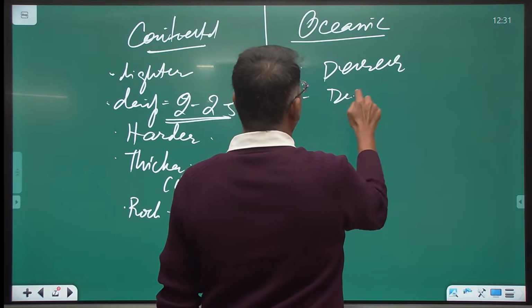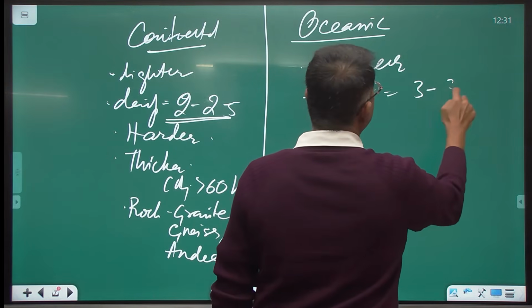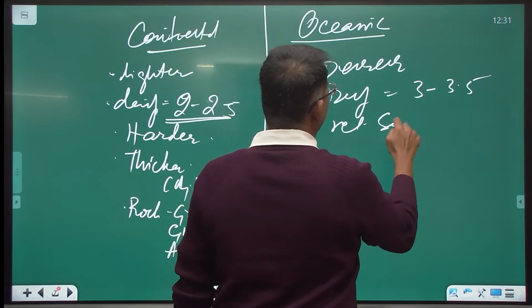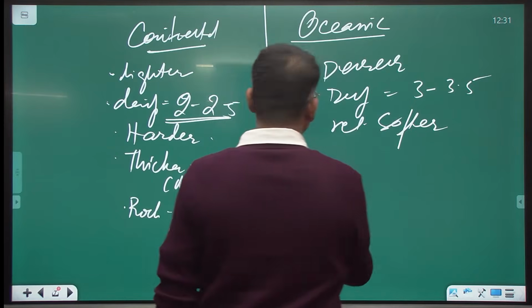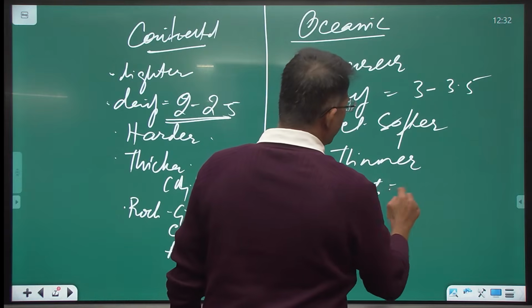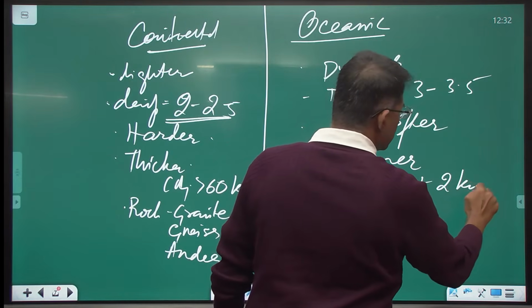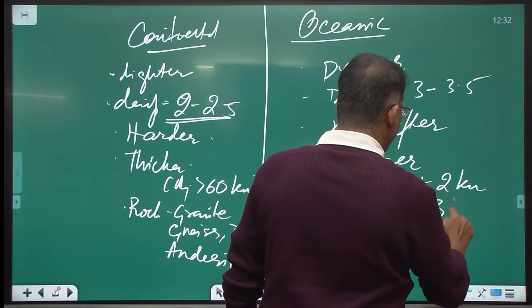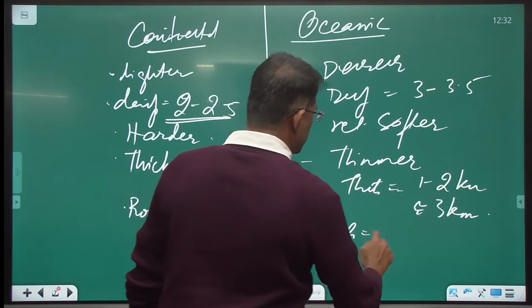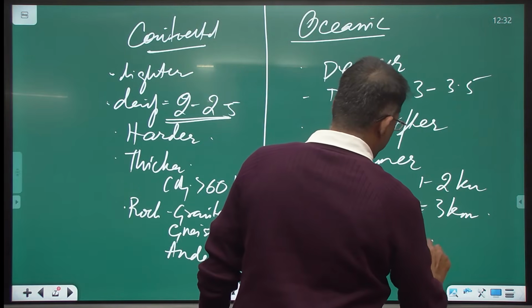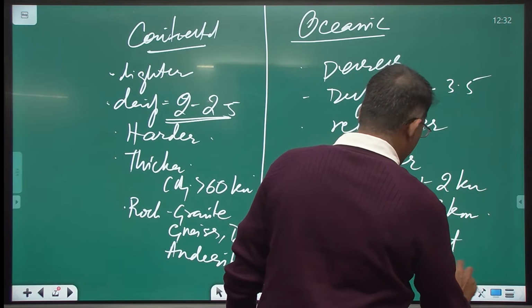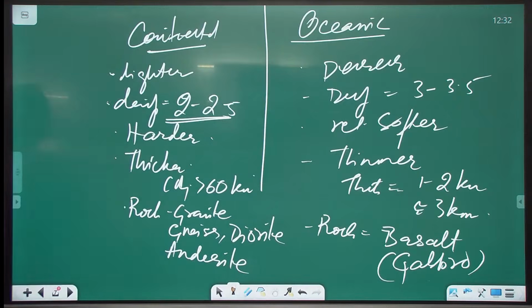Oceans have a density of 3.5. Oceans are relatively softer. Oceans are thinner. They have a thickness of about 1 to 2 kilometers. In some places, they may be also 3 kilometers. And the rocks of the oceans are basalt. Basalt rock and a variant of basalt called as gabbro. Okay, likho all of you.